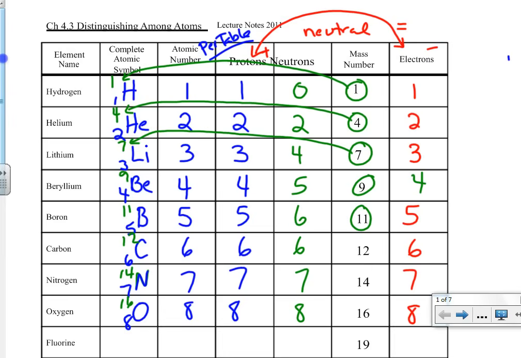Fluorine has the symbol F, atomic number 9. We're told here that the mass number is 19, which gives us 10 neutrons. 9 protons, 9 electrons makes this neutral.